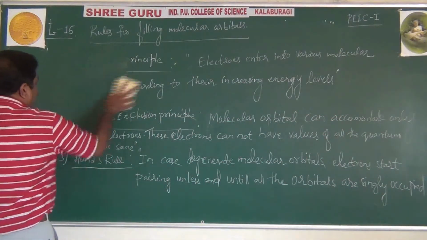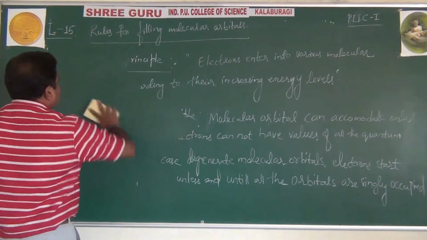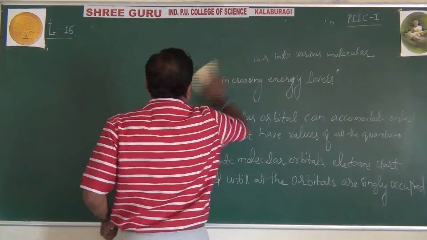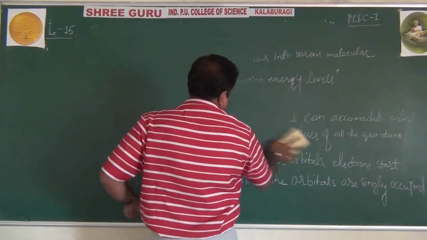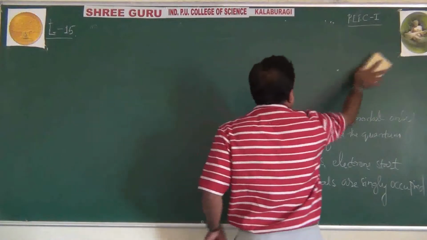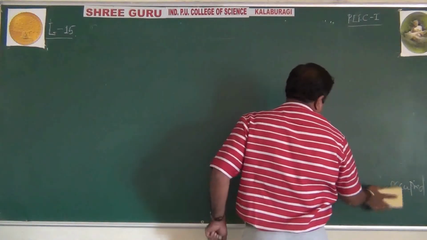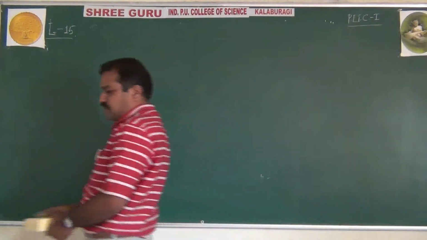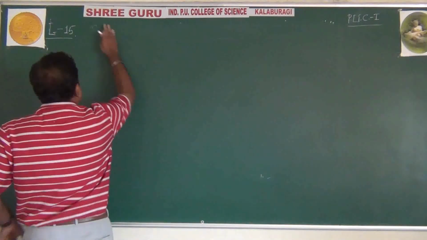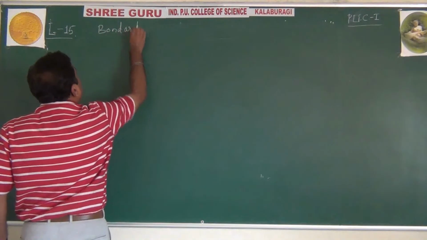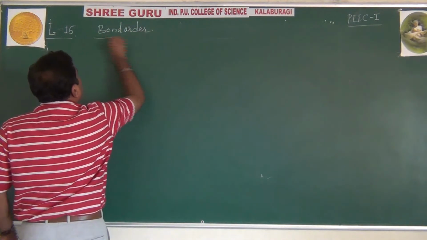What is bond order? How does bond order help in predicting the stability of these molecules? After bond order, lastly we will go for the energy level diagram. But before the energy level diagram, we should know all these short notes. The next concept is what, students? Bond order. Okay, so what is bond order?